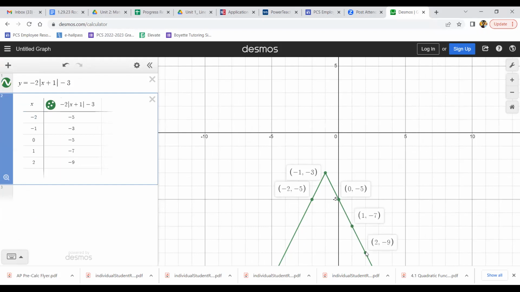So -1, -3, -2, -5, 0, -5, 1, -7. And if I want to do one more, Caitlin, you still with us? Let me see your notes. You have 3, -7. Hold up your notes. I want to see them. All right, so here's my points.